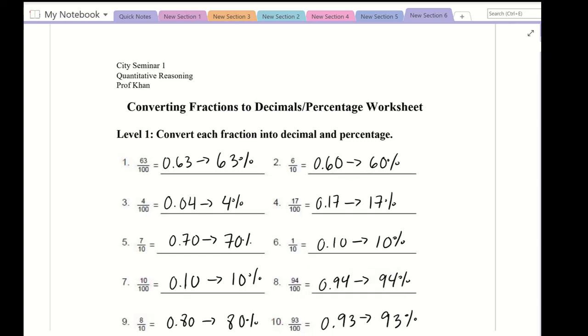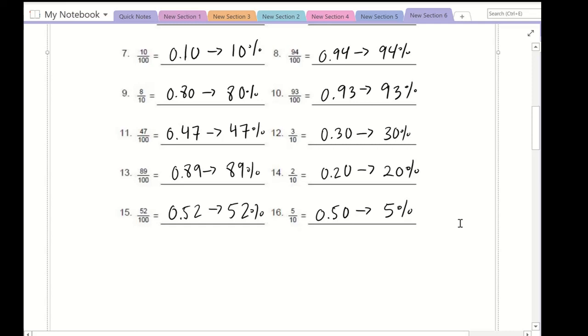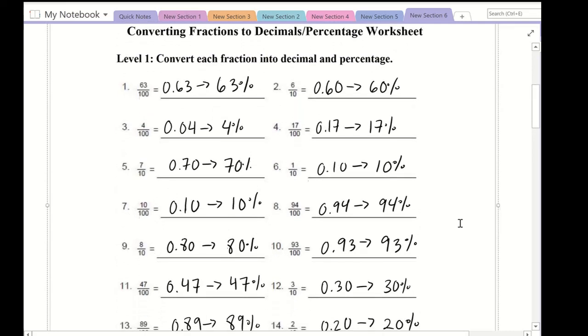So let me close this. So here's again. You can pause the video anytime you want. I'm just gonna scroll down. What's happening? Why is it not scrolling down? Okay. Here's level 1.